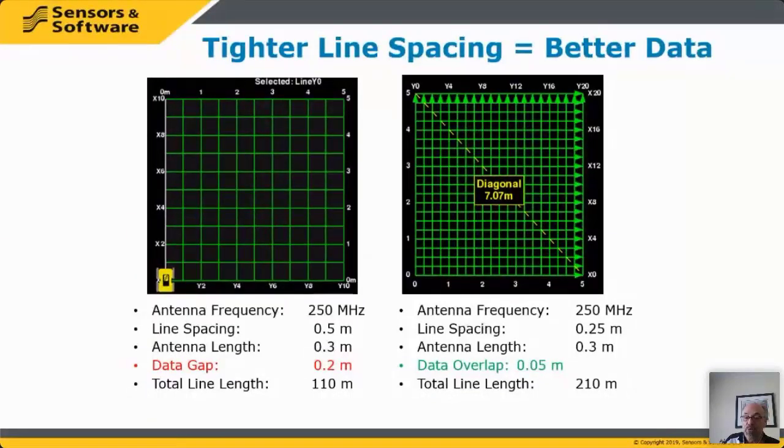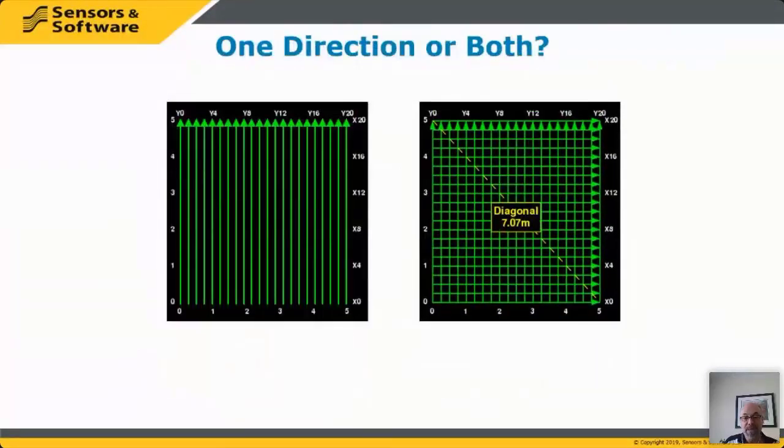And GPR works best when you cross over the target. So yes, you can graze a target and possibly see it, but your best data is when you've gone completely over top of it and you can bounce energy off of it. And Murphy's Law says that if I collect my grid like this and I'm looking for a small object, that object is going to go right in between all those lines and you're going to miss it. If I collect more lines, then I've got a better chance of seeing it. So if I'm looking for a small object, I have to do a grid with tighter line spacing. Now let's look at when we can cut corners.